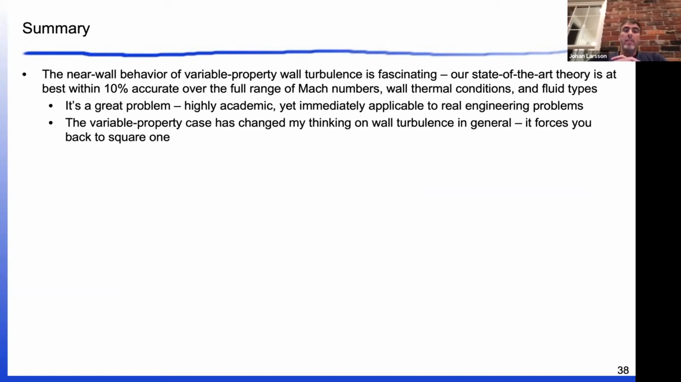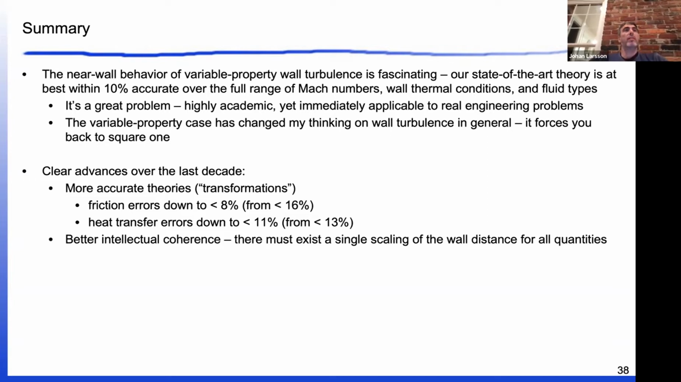So I find this general area really fascinating. I find the fact that we can have a problem where you can work in a very fundamental theory setting, and you can look for errors that are 10% rather than 1%. And even though it's this fundamental, it has a direct engineering application. I find that really great. And the other thing is, as I kind of alluded to at some point, having been thinking about the variable property wall turbulence case has actually changed my thinking on the incompressible case, because it has basically forced me to question every assumption that I've ever made about it.